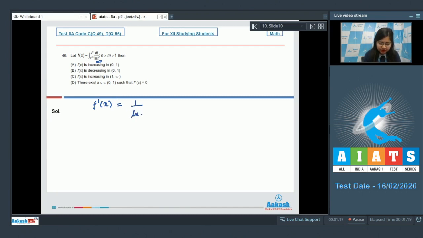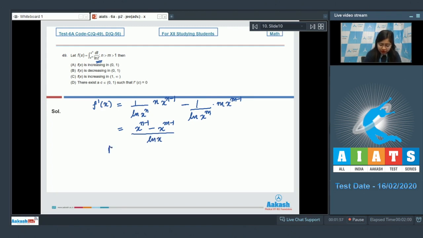1 upon ln of t. Instead of t we put x raised to the power n into the differentiation of x raised to the power n, that is n into x raised to the power n minus 1, minus, on a similar pattern, 1 upon ln of, instead of t, x raised to the power m into the differentiation of x raised to the power m, that is m into x raised to the power m minus 1. So this is equal to x raised to the power n minus 1 minus x raised to the power m minus 1 divided by, in the denominator, n into ln x. n is cancelled, so we are left with only ln x, right?